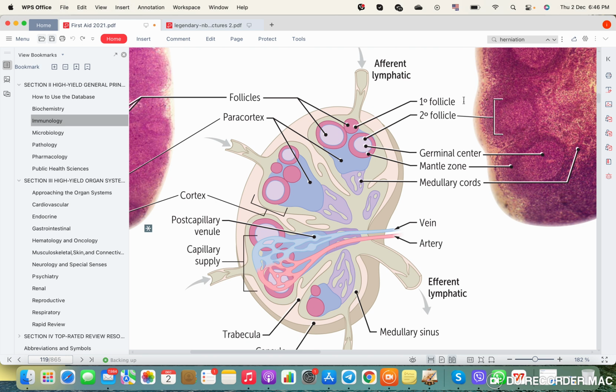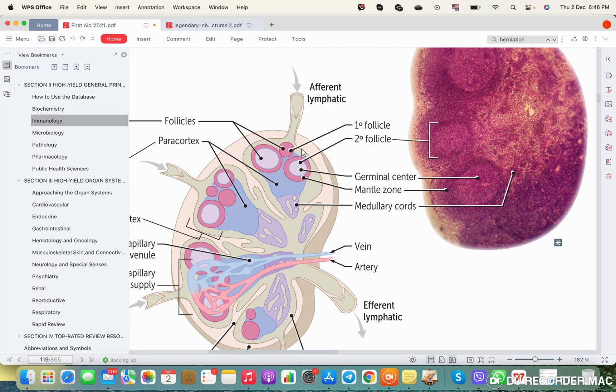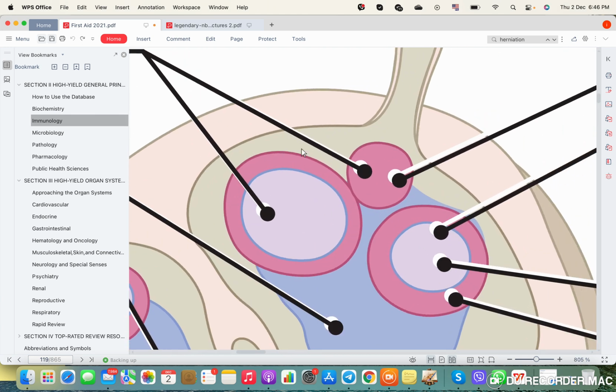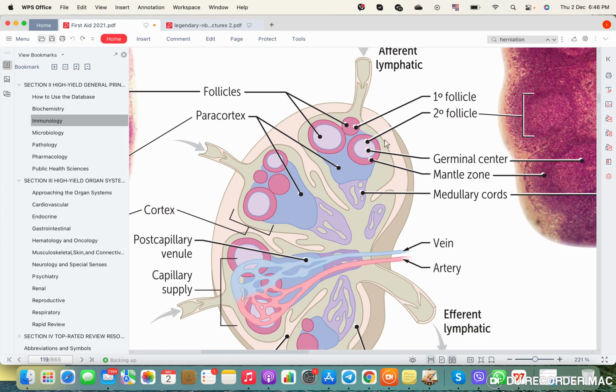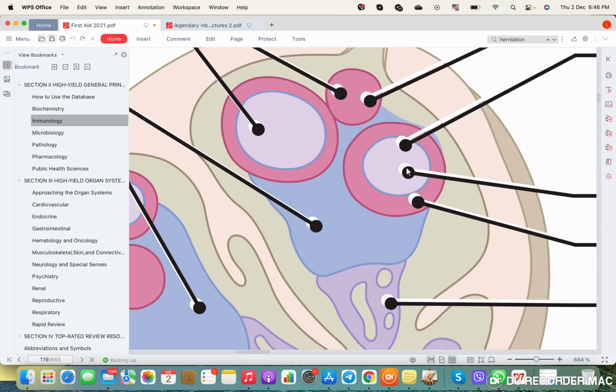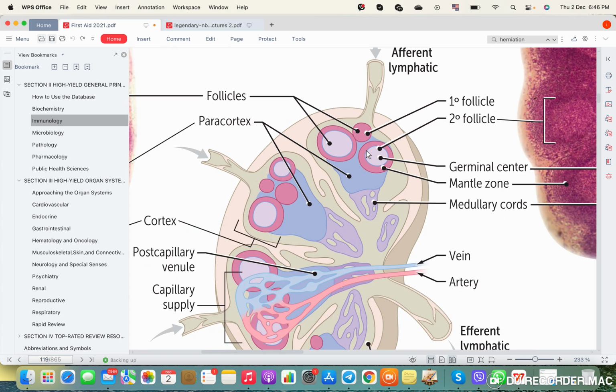You have primary follicles, which are dense, and dense means are they working or not? Dense means dysfunctional. Good. They are not working. And the secondary ones have this pale area, which means it's much more relaxed.